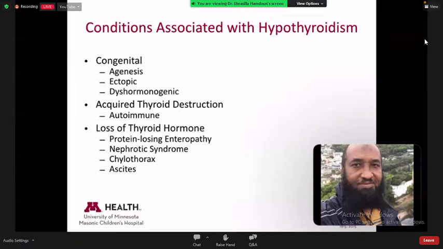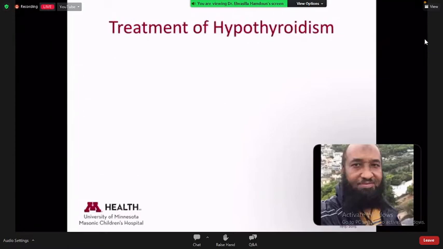So in conditions where you have protein losing enteropathy, there is lymphatic leakage, there is nephrotic syndrome, there is chylothorax. Remember these babies who come from cardiac surgeries, and then they have a problem with their lymphatic drainage, and they have a drain. That drain takes liquids out, but also takes some proteins that contain thyroid hormones. And so hypothyroidism can be profound. Many people don't realize that, but hypothyroidism can happen in these kinds of cases, and also in ascites.